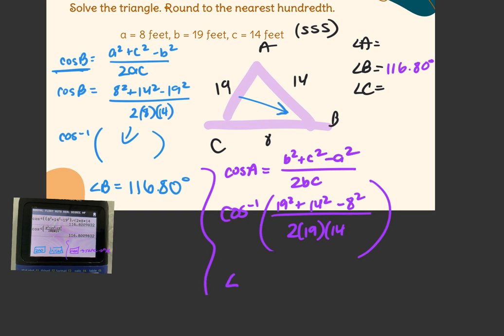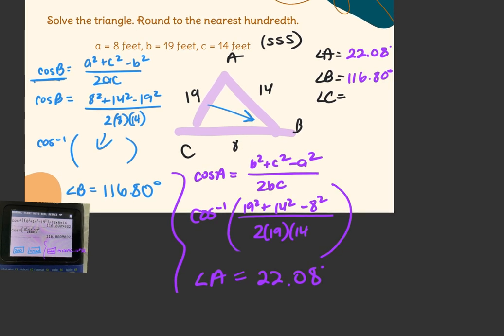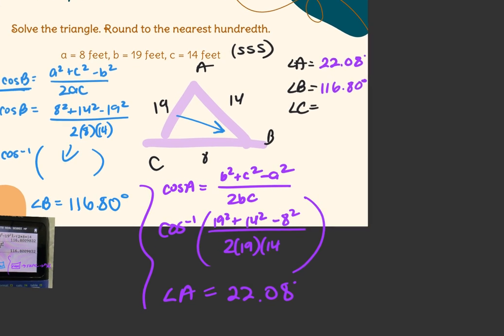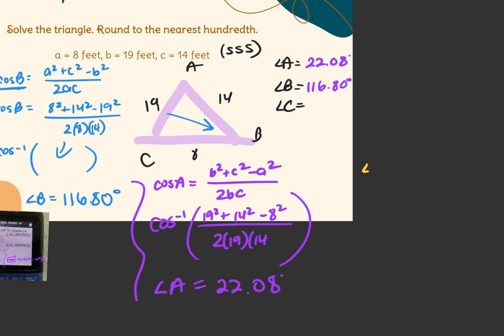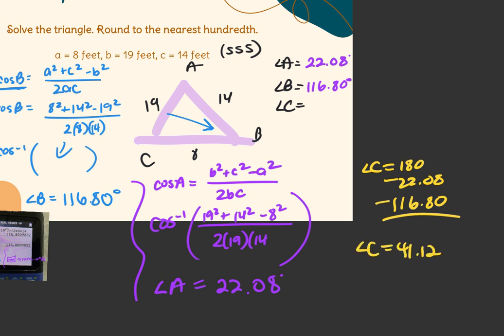And I get angle A, 22.08 degrees. Now how do I find angle C? I can subtract from 180. So it would be 180 minus 22.08 minus 116.80. And I get angle C is 41.12.